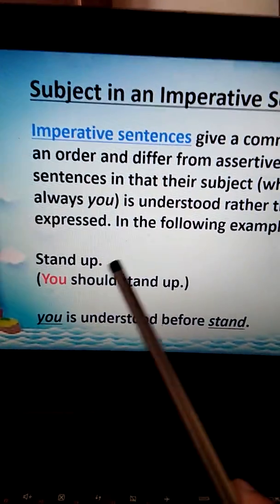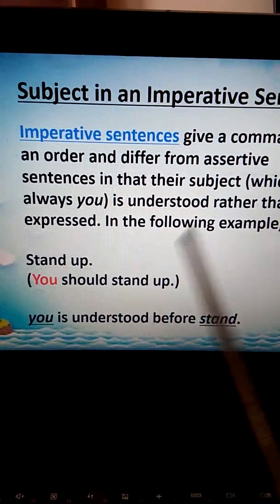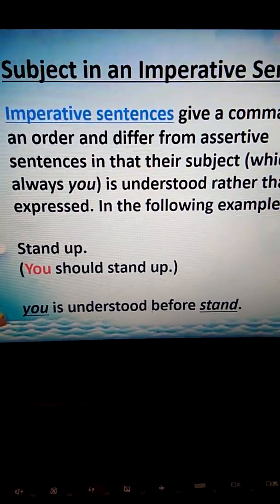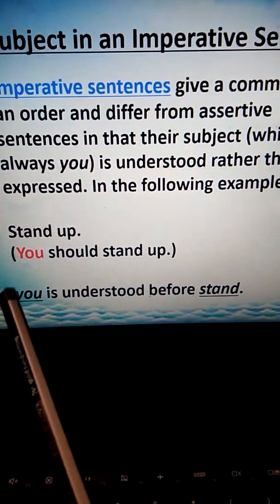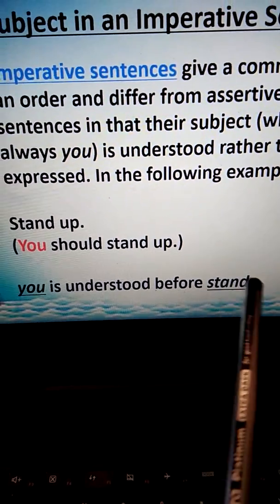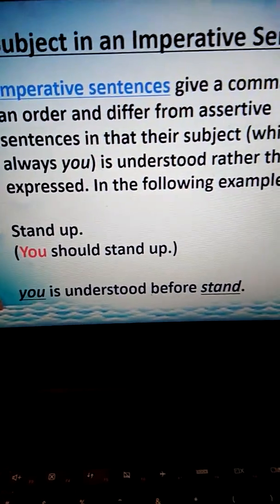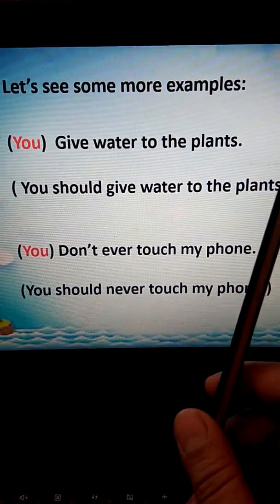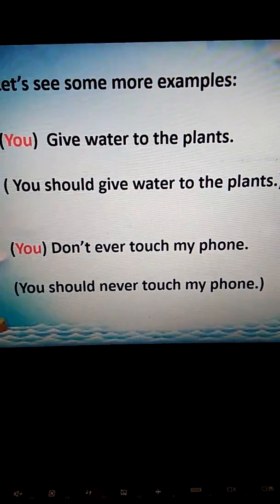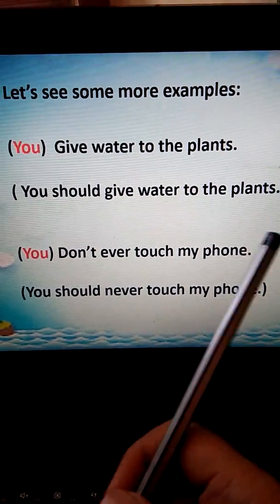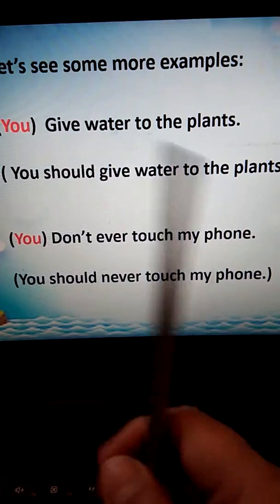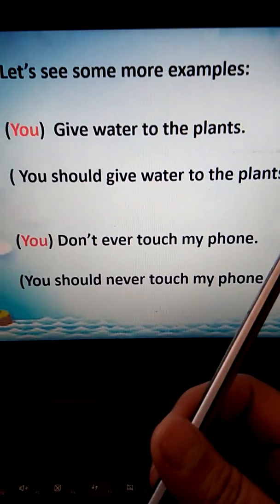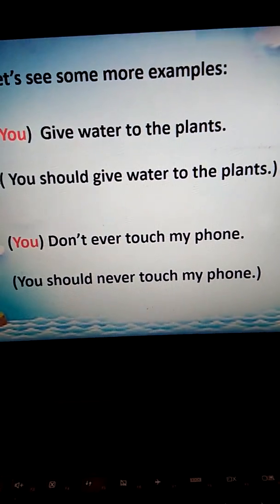So, stand up. You should stand up. So here the word you is already meant. You need not show that. It is not expressed. You is understood before stand. Clear? Some more examples. Give water to the plant. Who will give? You give some water to the plants. So you should give water to the plants. Don't ever touch my phone. You should never touch my phone. So this you is always hidden in the imperative sentences, but it is meant.